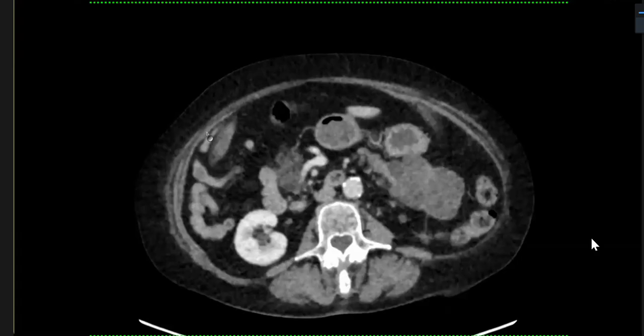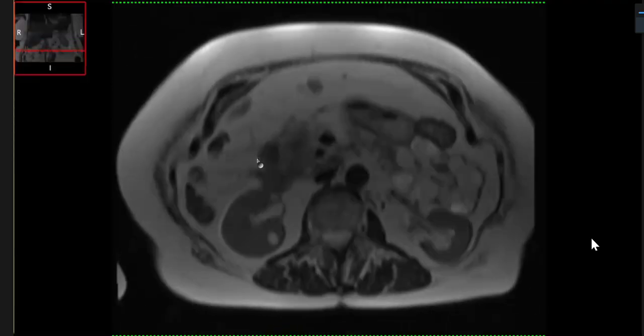So firstly, I think the MR characteristics should be established and MRCP should be done to see its relationship with the pancreatic duct. And pancreatic protocol should be done to rule out any vascular component in this case. Okay.